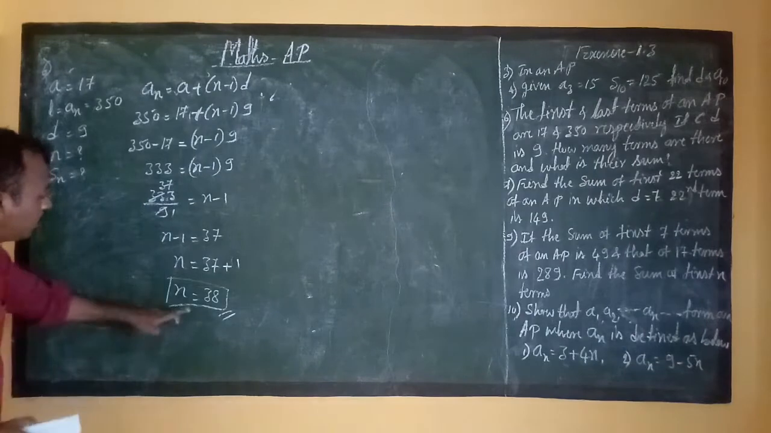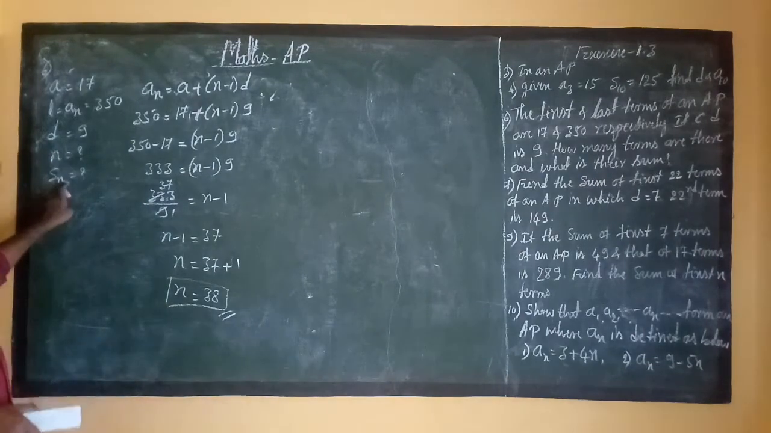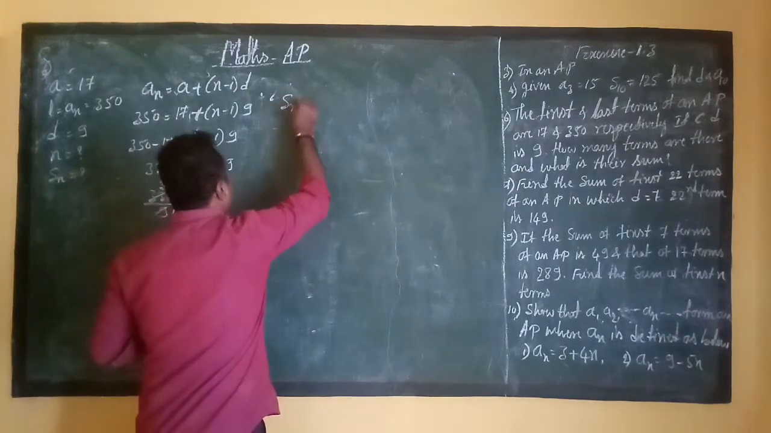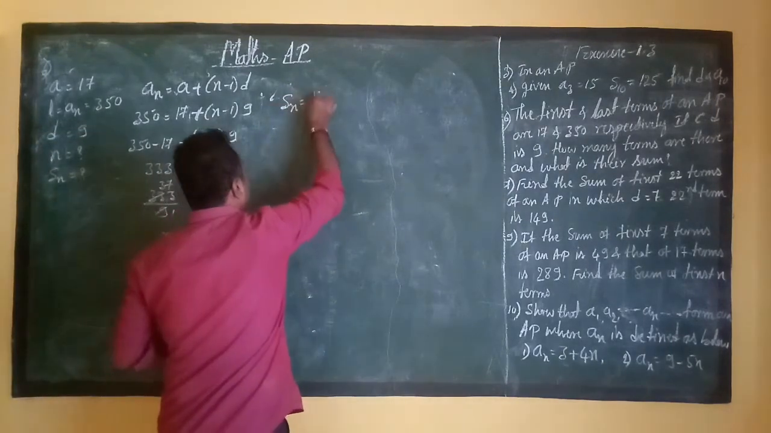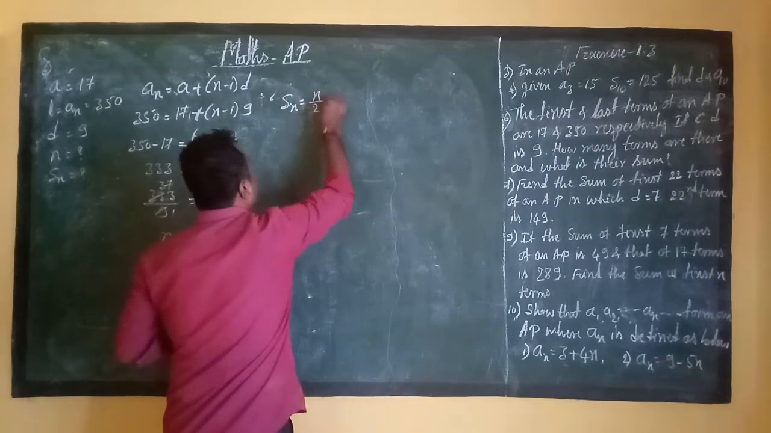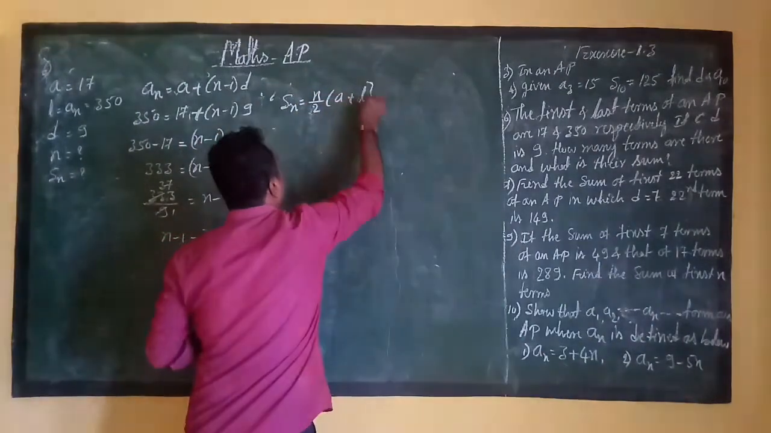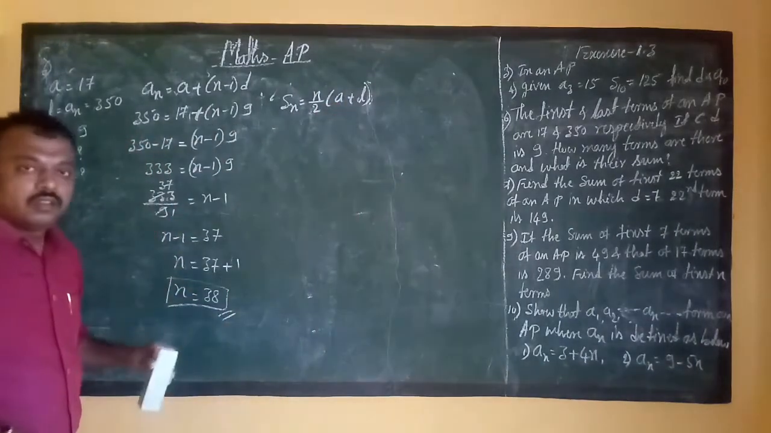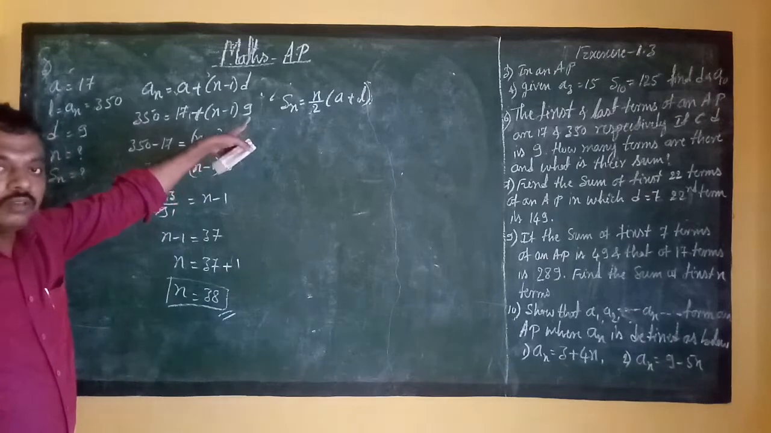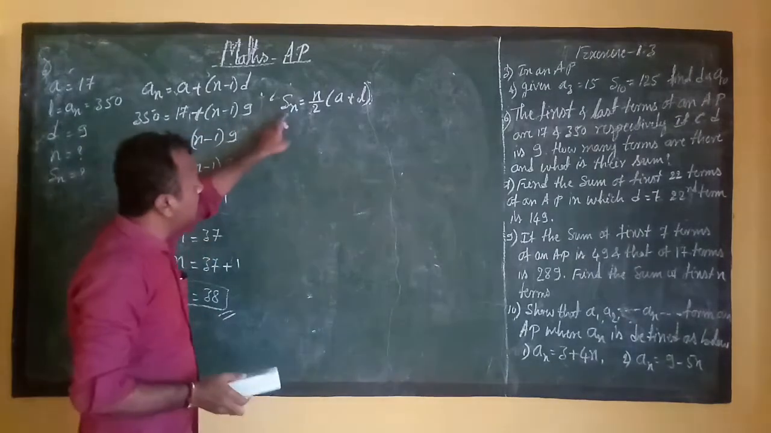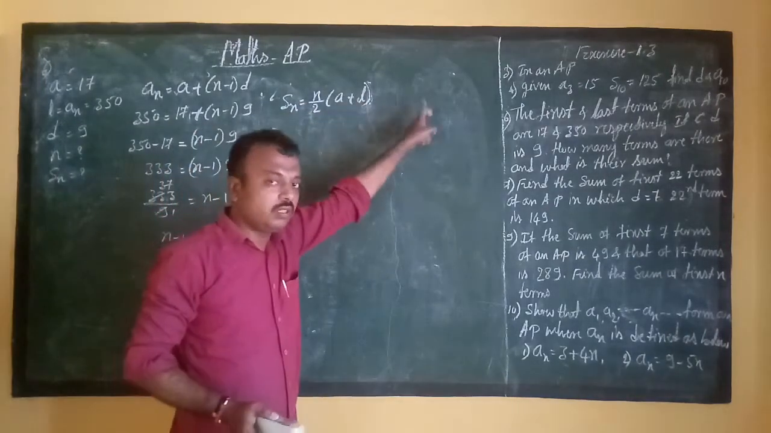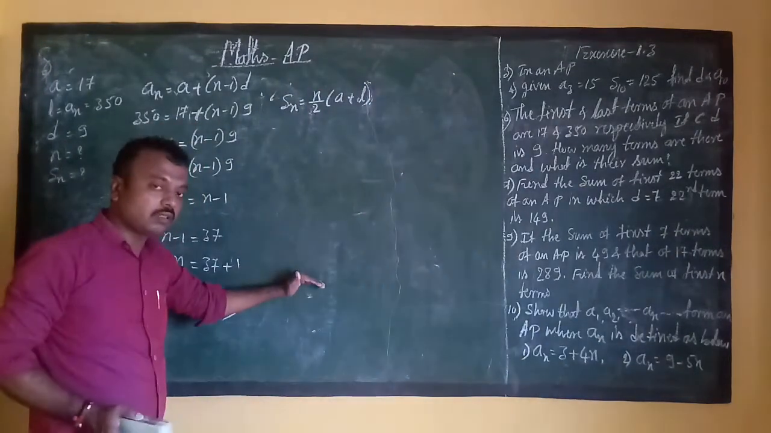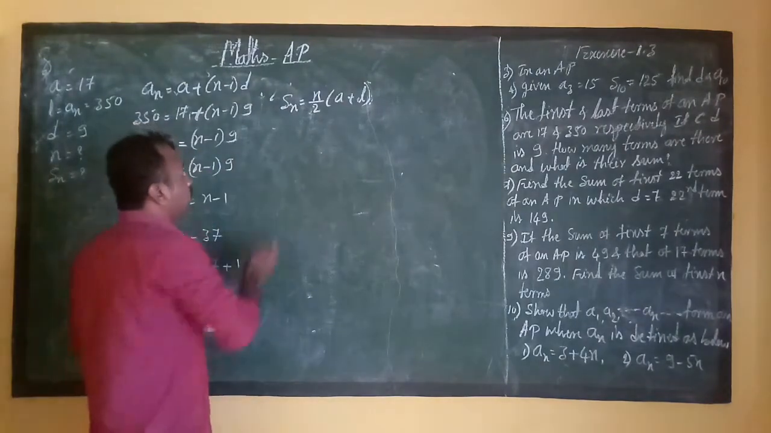Understand students? n is equal to 38. Now we have to find the Sn. Sn is equal to n by 2 into (a plus l). We have to use it because the first term we know and the last term we know. So that's why we are using this formula. If you are using Sn is equal to n by 2 into (2a plus (n minus 1) into d), that one can also be used. If you are getting the solution, no problem. So I will use this formula.